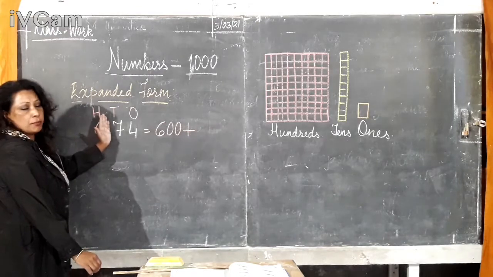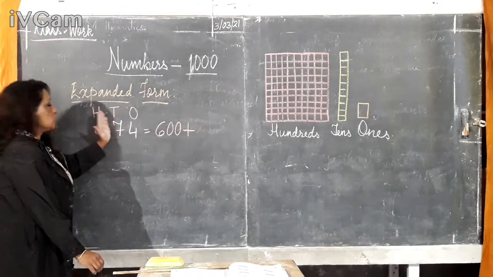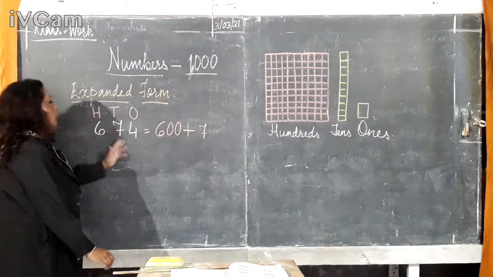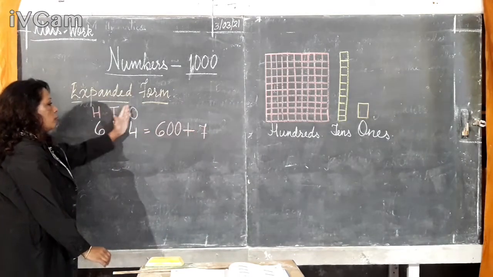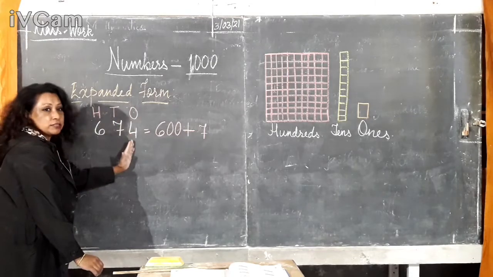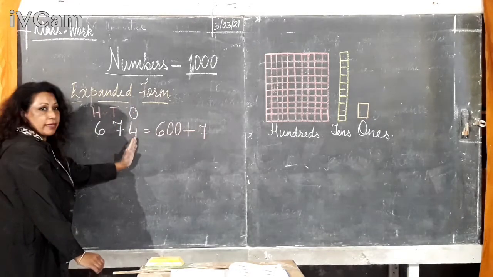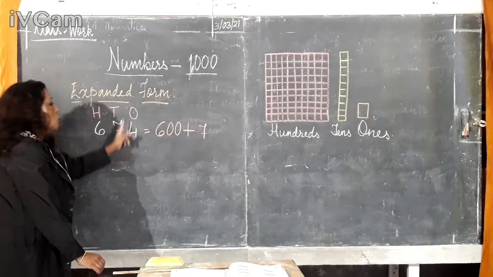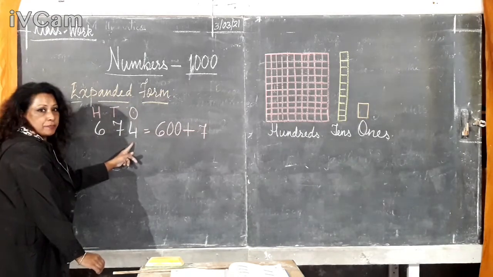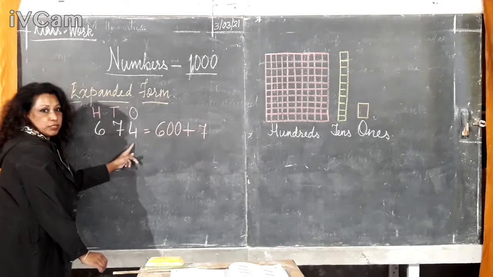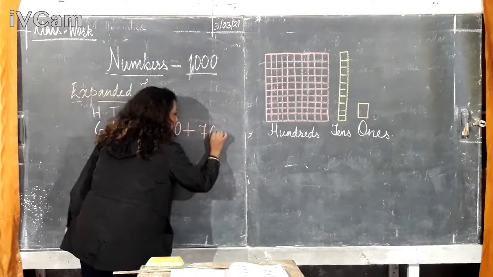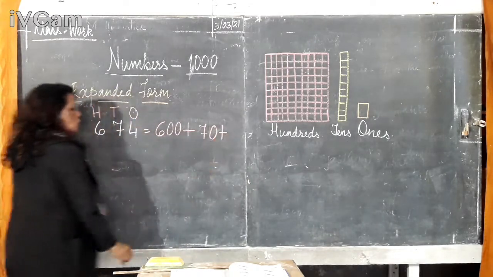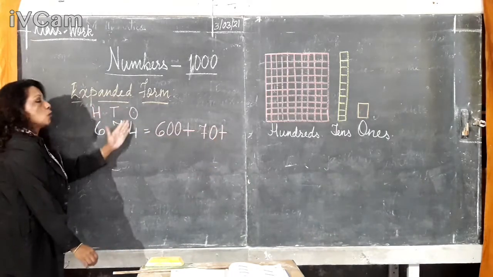What is the number which comes before 100? Tens. So what is the number under tens? 7. Okay. And after tens, how many digits are there, or how many place values, or how many units are there? 1. Isn't it? After 7, only 1 digit is there, only 1 place value is there. So that means 10. Okay, and this again we add with the last number, that is under ones.